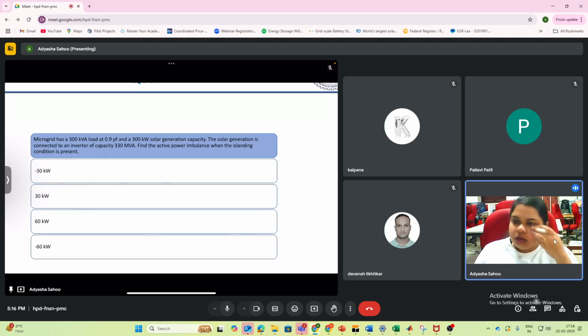Next question is, you have a microgrid with a 300 kVA load at 0.9 power factor, and you have a solar with 300 kilowatt. So the solar is connected through an inverter of 330 kVA. So what is the active power mismatch during high loading condition?